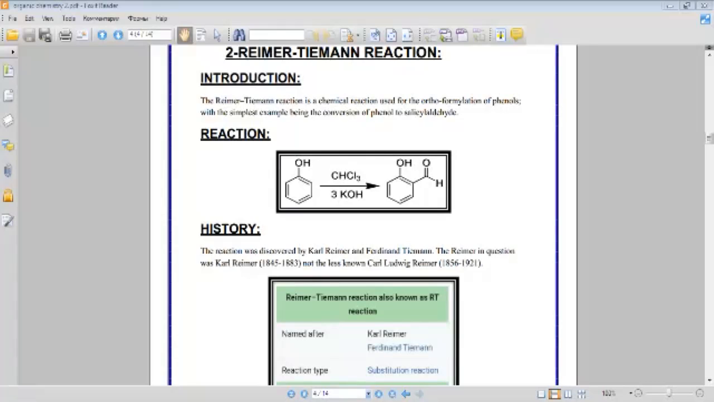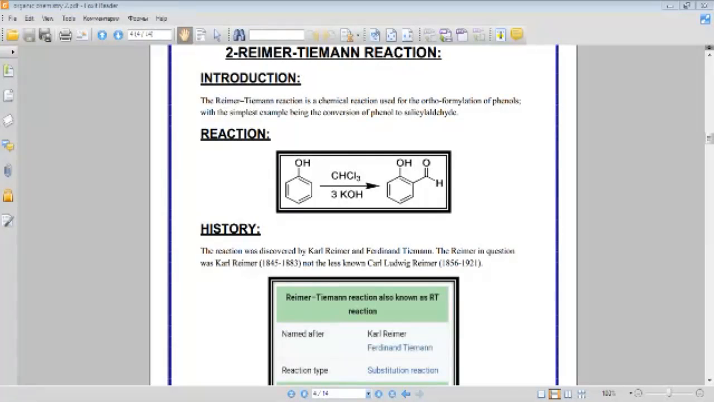My name is Rij Fatma from the Department of BS Chemistry. My ID is 001 and this is the presentation of Organic Chemistry. Here I am going to present the topic Reimer-Tiemann reaction, which is also called RT reaction. In this we will discuss its introduction, reaction, history, reaction mechanism and its applications.